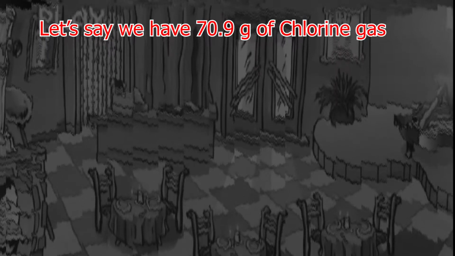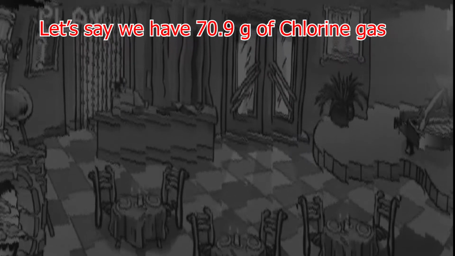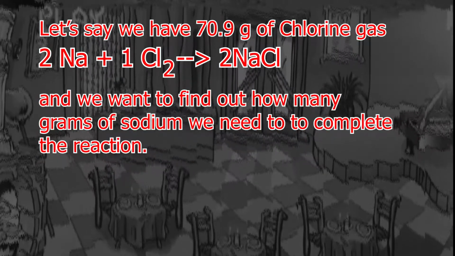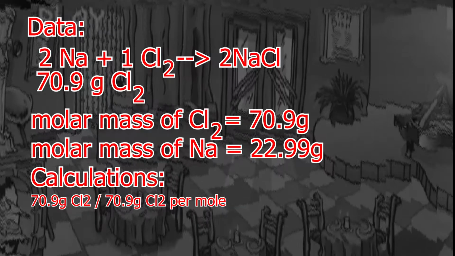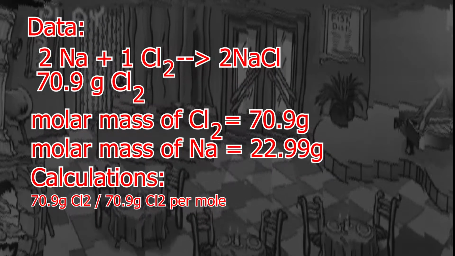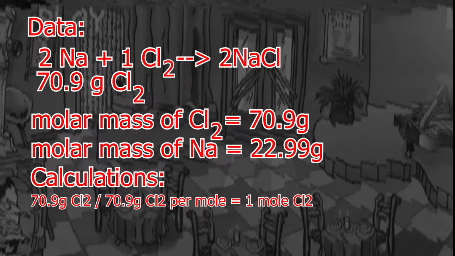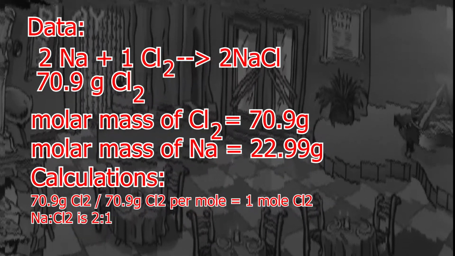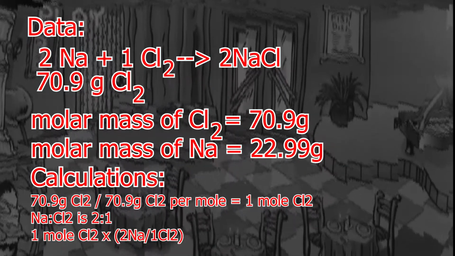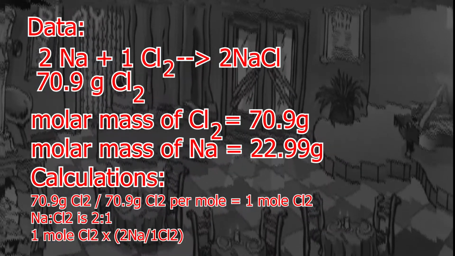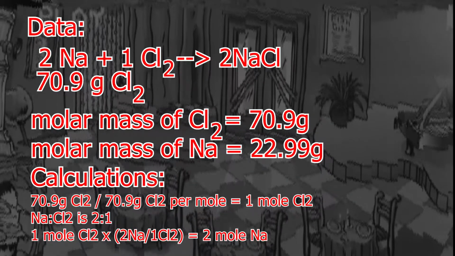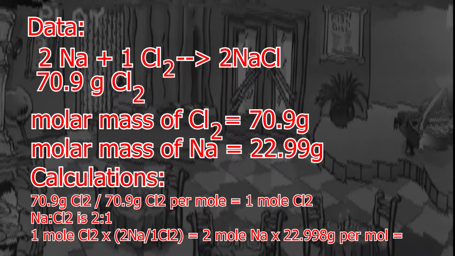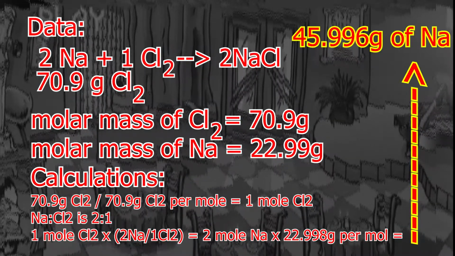Let's say we have 70.9 grams of chlorine gas, Cl2, in the chemical formula for the formation of sodium chloride, and we want to find out how many grams of sodium we need to complete the reaction. 70.9 grams of Cl2 divided by Cl2's molar mass of 70.9 grams per mole equals 1 mole of Cl2. Whoa, that's awesome. The ratio of Na to Cl2 is 2 to 1, so to find moles of Na, we do 1 mole Cl2 times 2 moles Na per mole Cl2, which is 2 moles of Na. Then we multiply that by sodium's molar mass, which is 22.998 grams per mole, to get 45.996 grams of sodium.